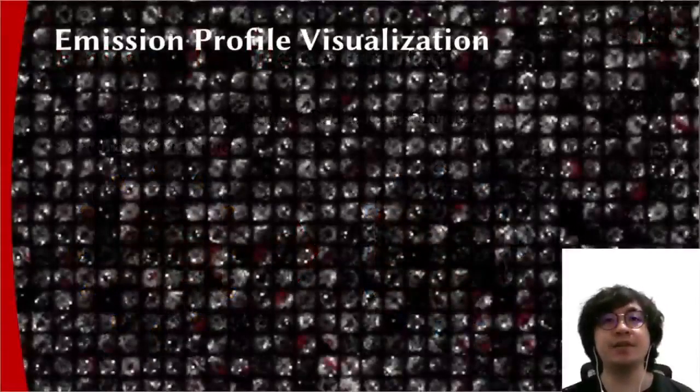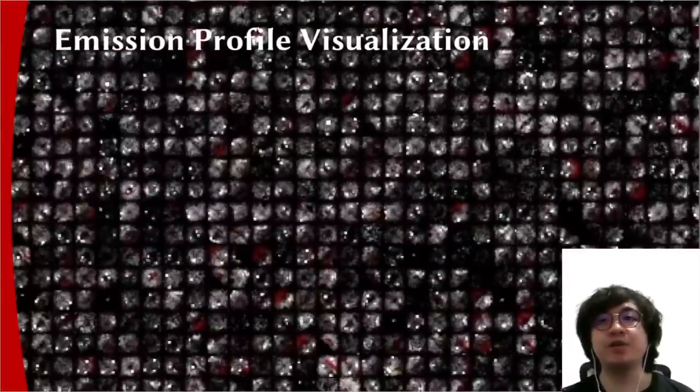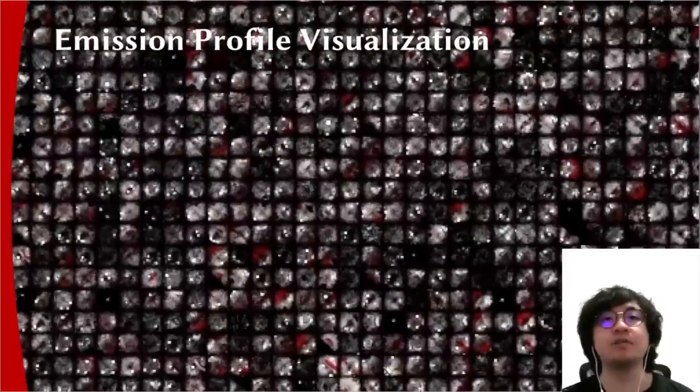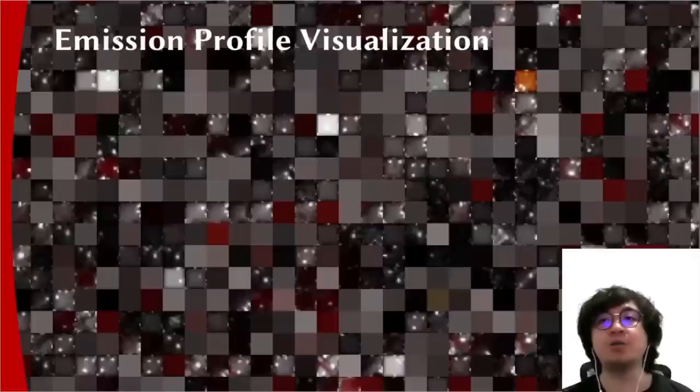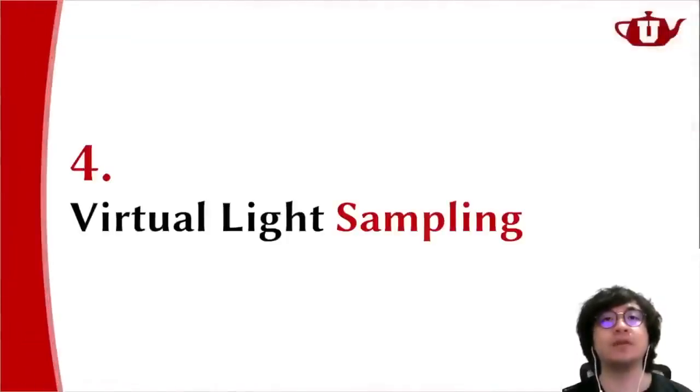This is a video clip showing how emission profiles change during photon tracing. All our emission profiles are packed into a single texture called mega texture. After computing the incident radiance, we convert all incident radiance maps to outgoing radiance maps, representing the emission profile of our virtual lights. So we finished computing emission profiles for virtual lights. Now let's talk about virtual light sampling.